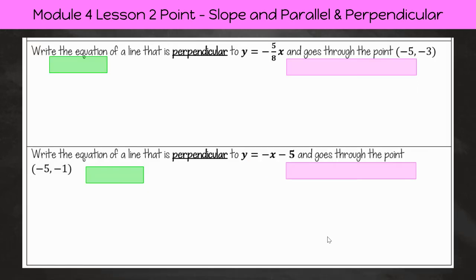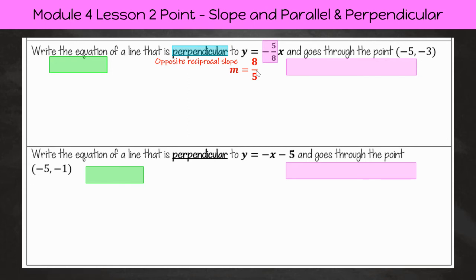All right, let's go ahead and take a look at when those lines are perpendicular. So we need to write the equation of a line that is perpendicular, so those are opposite reciprocal slopes, to y is equal to negative 5/8 x, and it goes through the point negative 5, negative 3. So our slope is going to be a positive 8/5, because remember, if we're doing opposite reciprocals, we have to flip our fraction, and then if it's negative, then it's going to become positive. That's why it's the opposite reciprocal.